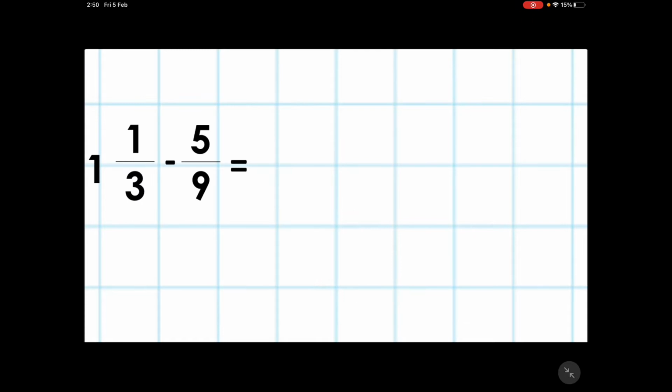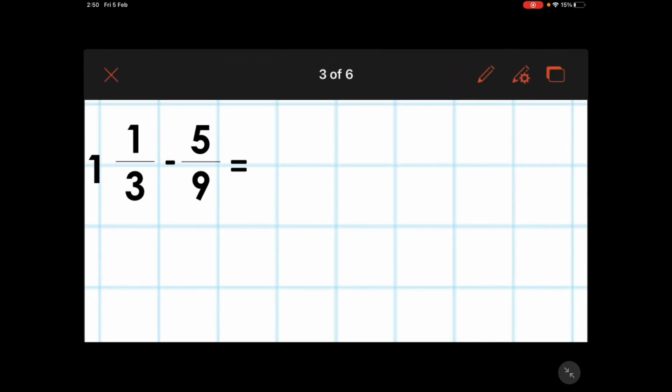Okay, let's move on then. Here I have a calculation. I have a mixed number fraction. I have 1 whole and 1/3. Subtract 5/9. Now you will see that my fractions do not have common denominators. The first thing I'm going to do is apply the same method that I applied in the previous video where we added fractions including mixed numbers. And I'm going to convert my mixed number fraction into an improper fraction.